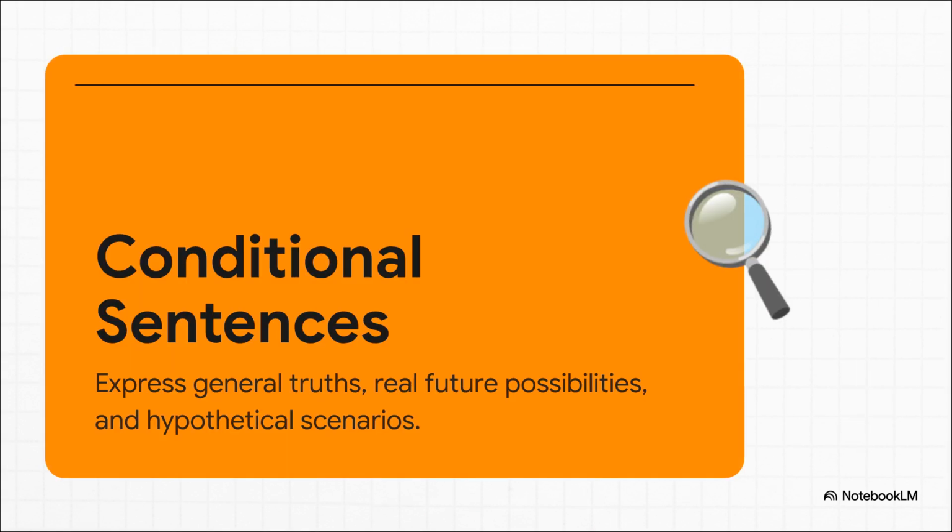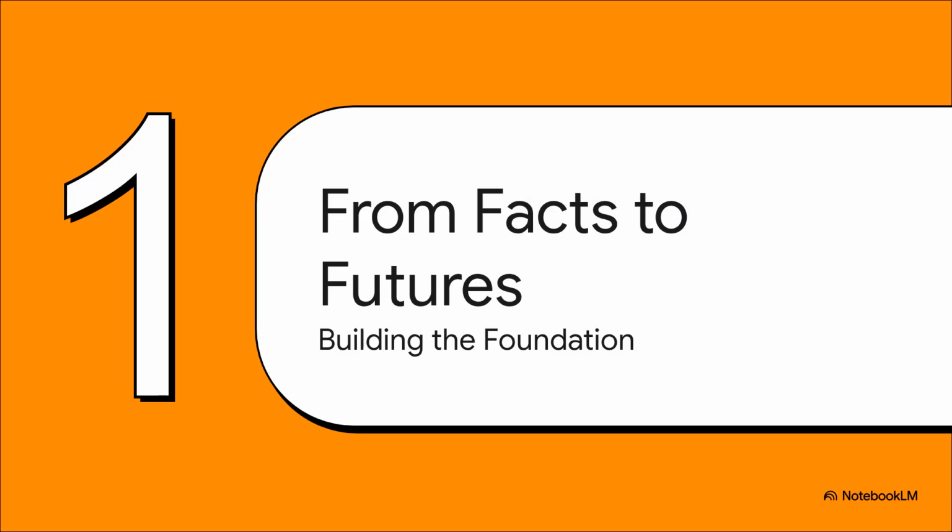First things first, let's just get on the same page. Conditional sentences, they're really just those if-then statements we use all the time without even thinking about it. They link a condition with a result, letting us talk about everything from scientific facts to just wild imaginary stuff. So, where does this module's journey begin? Well, it starts in the most logical place you can imagine, with reality. It doesn't just throw learners into the deep end, no. Instead, it starts by building a really solid foundation, one based on concrete rules and facts.